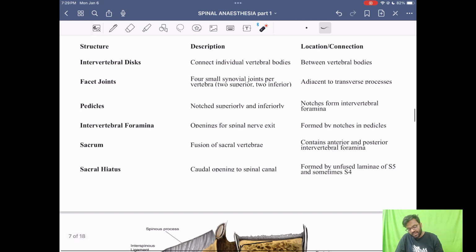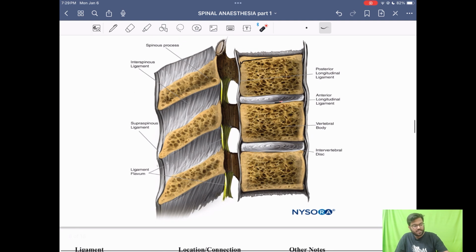Next, this is a very good diagram. Okay, this diagram shows you the various ligaments. So if we have a good understanding of this diagram, we can see what layers we go through when we insert a spinal needle for spinal anesthesia.